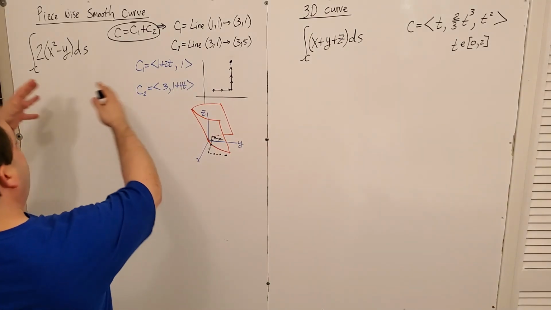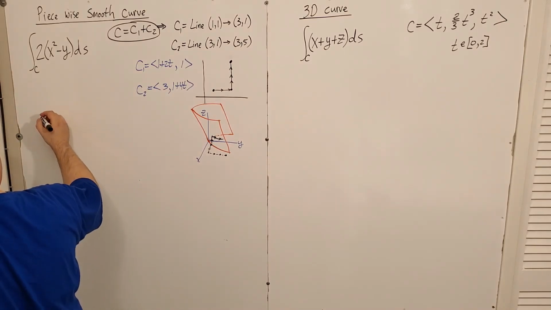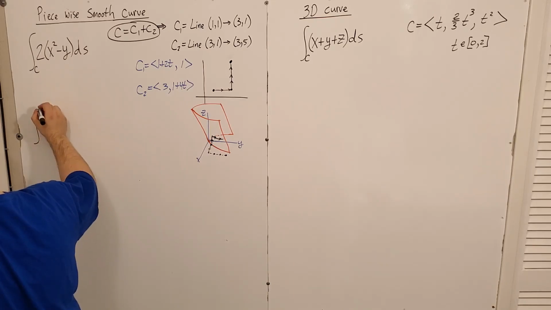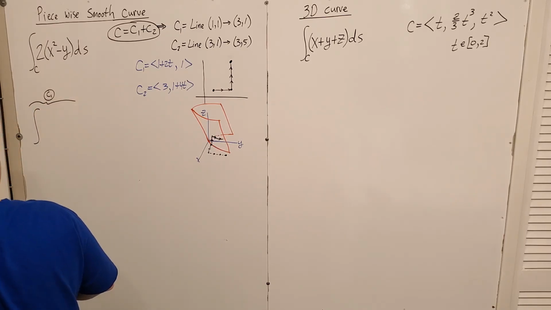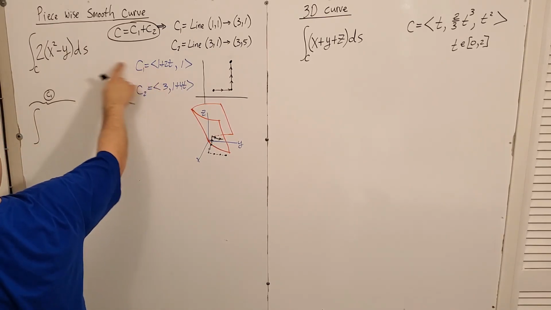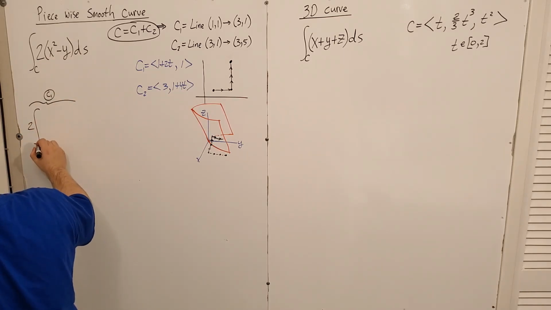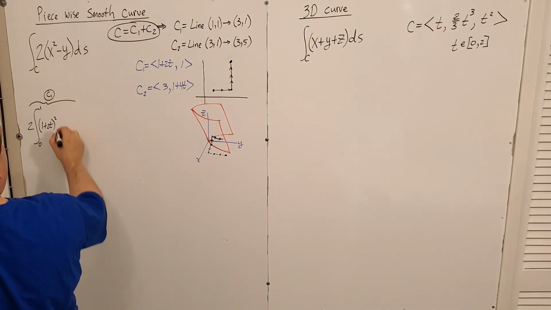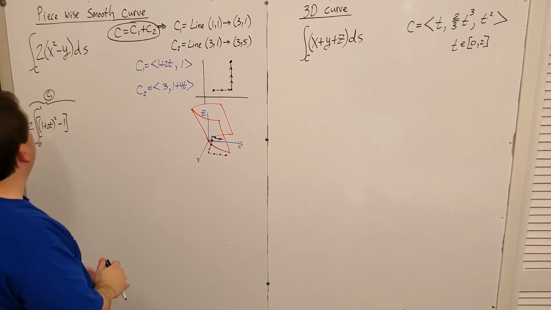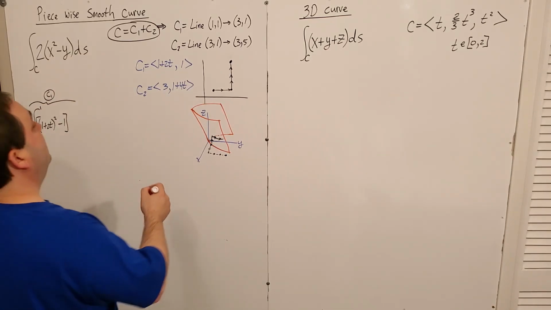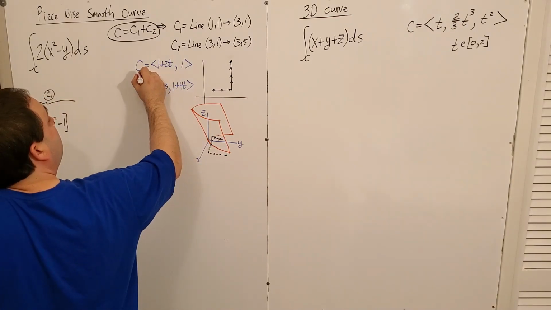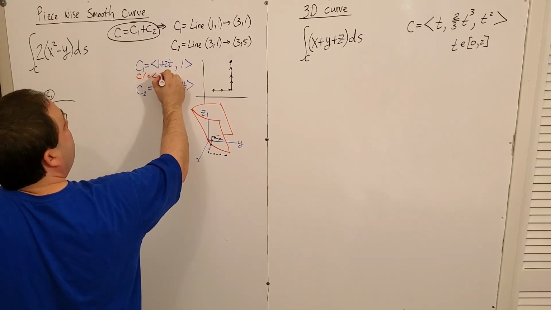So I'm going to have to actually set up two separate integrals here. I'm going to be integrating C1 right here. To set that up, I plug in the 1 plus 2t. It's going from 0 to 1. I have 1 plus 2t quantity squared minus the y value of 1. Okay. And then I need the differential length piece, right? The ds. So what's C1 prime here? That's going to be 2, 0.